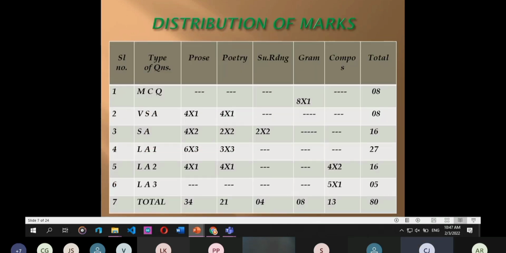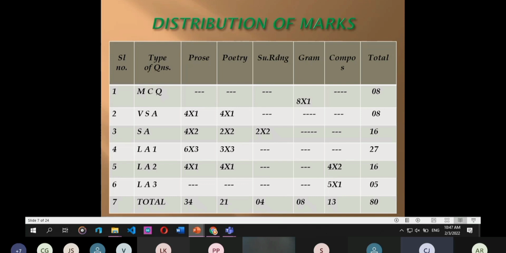Then related to question type, here the distribution of marks has been made accordingly. The first, MCQ: 8 marks will be reserved for grammar, 8 questions, total 8. The second type of question is VSA. 4 questions are taken from prose and 4 questions from poetry, totally 8. That is 8 questions, 8 marks.